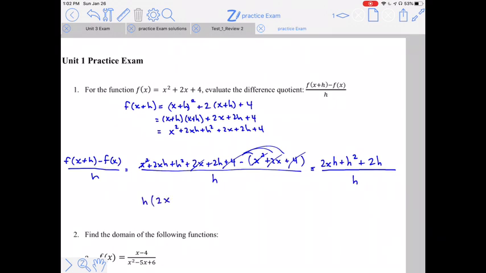leaving (2x plus h plus 2) divided by h, and now the h that we factored out can cancel with the h in the denominator, leaving what would be our final answer, 2x plus h plus 2.